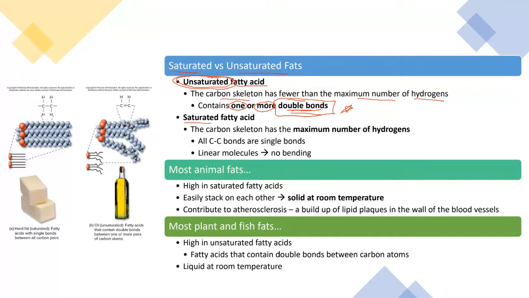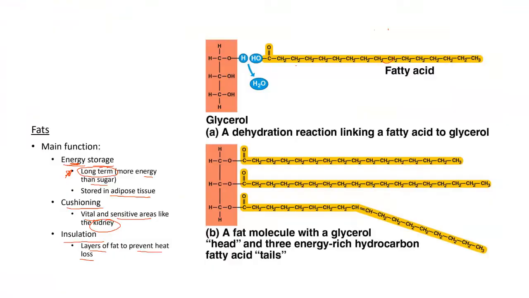So what are saturated fatty acids? The opposite. The carbon skeleton has the maximum number of hydrogens. It has pretty much all single bonds, all of them. All carbon-carbon bonds and all carbon-hydrogen bonds are going to be single bonds. And these are going to be very, very linear, very, very stiff. There's absolutely no bending. Now let me show you with another picture again.